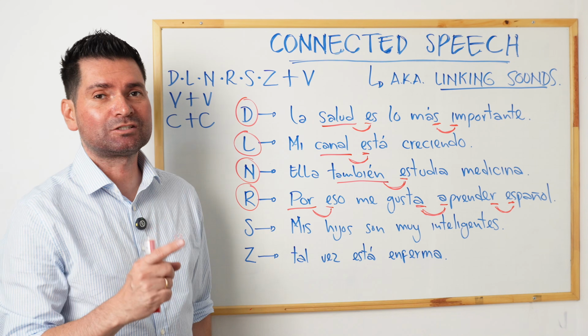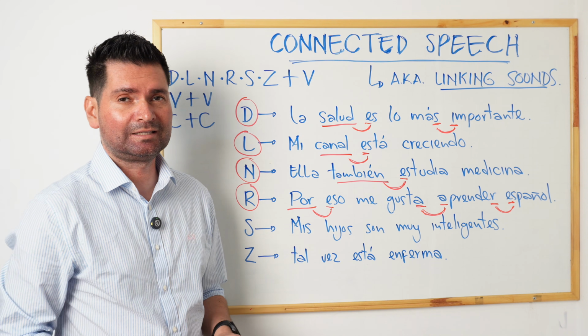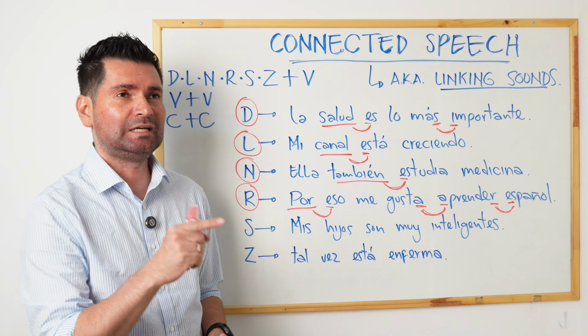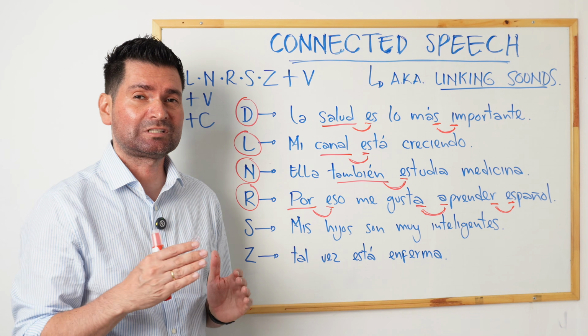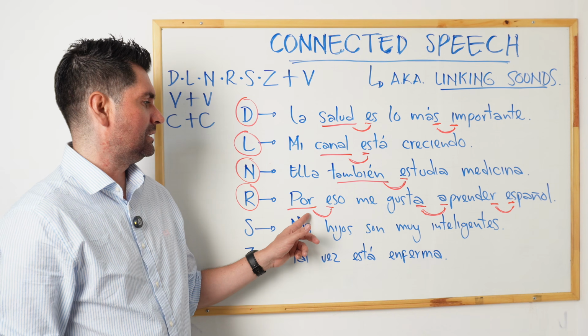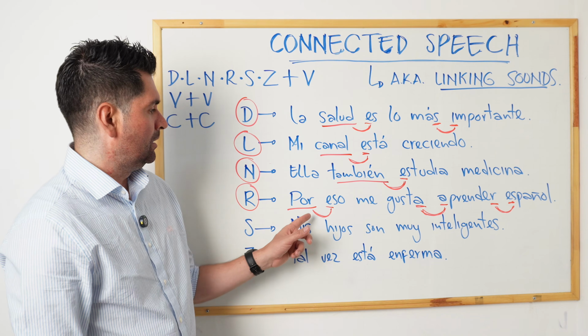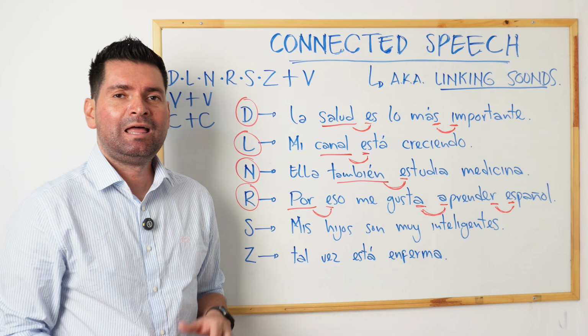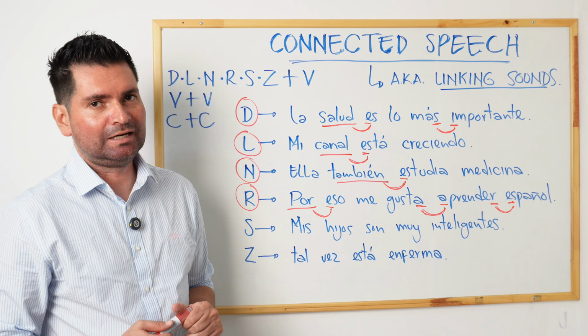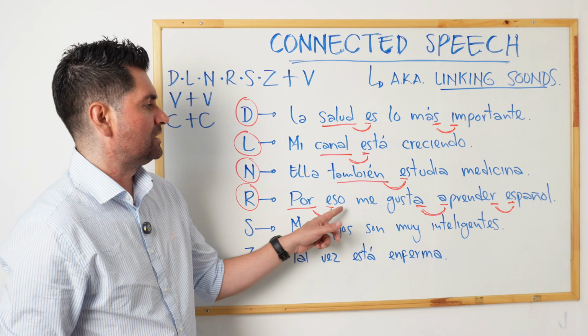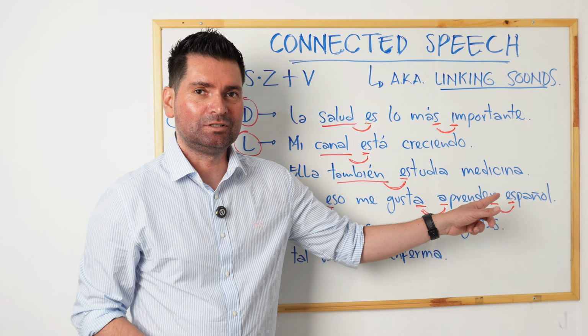Por eso is that's why. This is a very common mistake. People think that it is eso es porque, because they are translating literally. But the phrase is por eso, that's why. Por eso me gusta aprender español. That's why I like to learn Spanish.